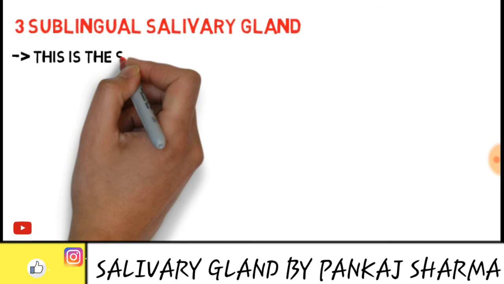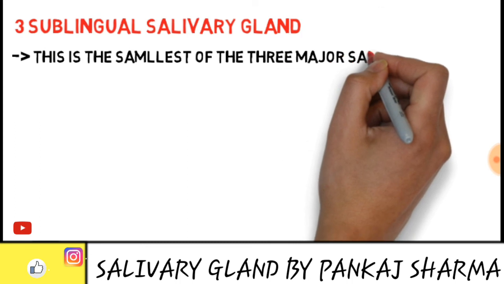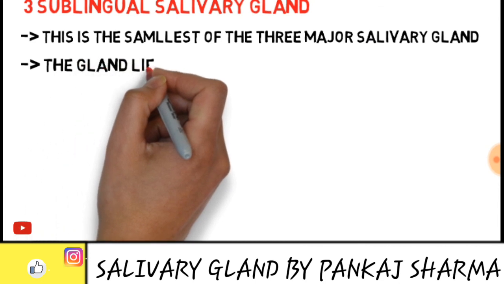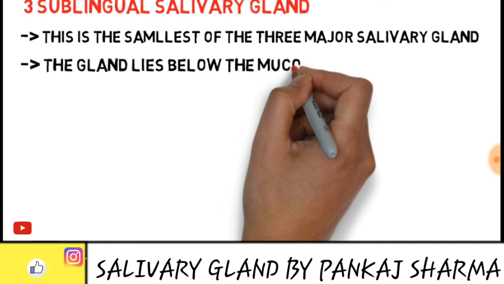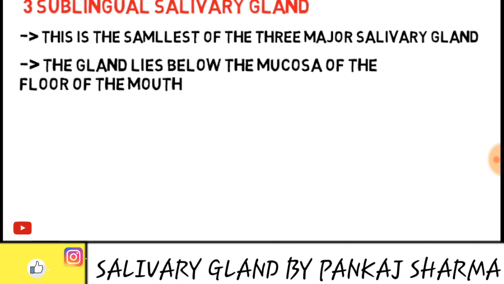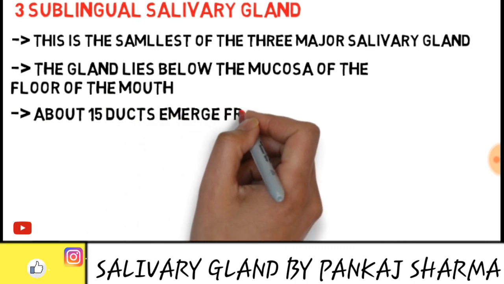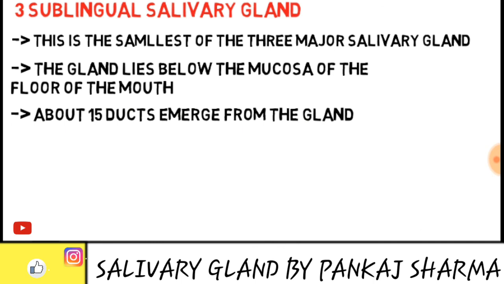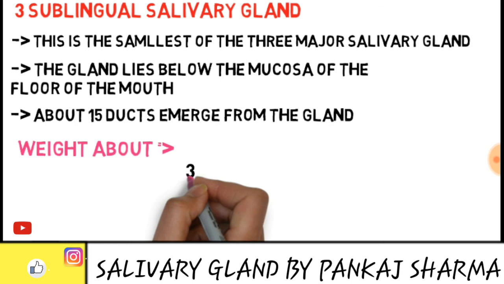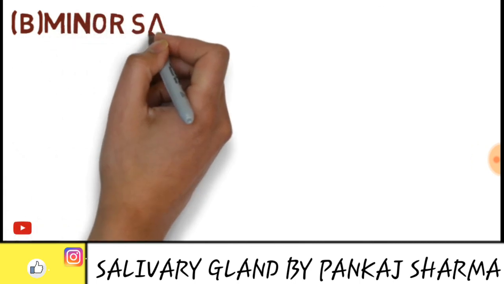The next is sublingual salivary gland. This is the smallest of 3 major salivary glands. The gland lies below the mucosa of the floor of the mouth. About 15 ducts emerge from the gland. Weight is about 3 to 4 grams.